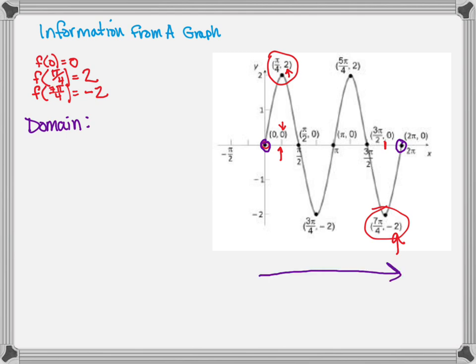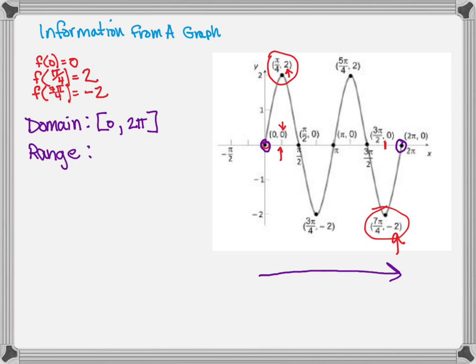So from left to right, our domain goes from 0 to 2 pi. And we do include our endpoints, our boundaries, our 0 and our 2 pi, because those are filled in circles. They're not open, so they're included.